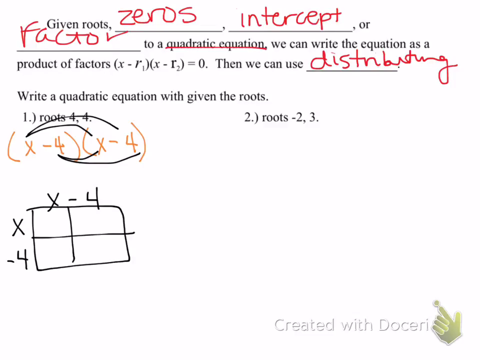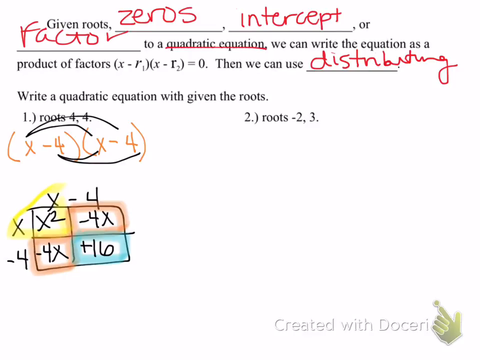So we multiply. So we do x times x. That gives me x squared. Then in this one here, I'm doing negative 4 times x. That gives me a negative 4x. Then I've got x times negative 4 again. So I have a negative 4x. And then lastly, I have negative 4 times negative 4, which gives you a positive 16. So that's a really easy way of multiplying it out.